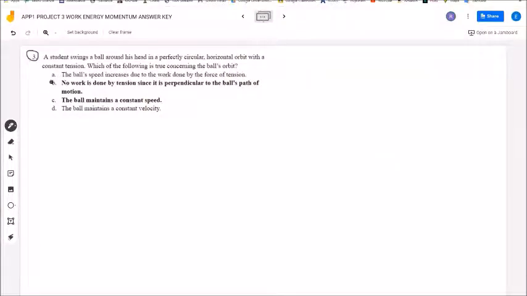Number 3. A student swings a ball around his head in a perfectly circular horizontal orbit with a constant tension. Which of the following is true concerning the ball's orbit? Now, the best way to approach a problem like this is to just go through the answer choices and process of elimination. There could be multiple right answers. Answer choice A says the ball's speed increases due to work done by the force of tension. Now, we know that the, so let's draw a little diagram here.